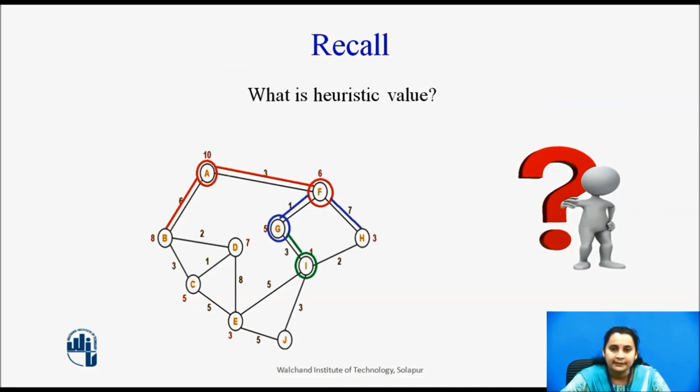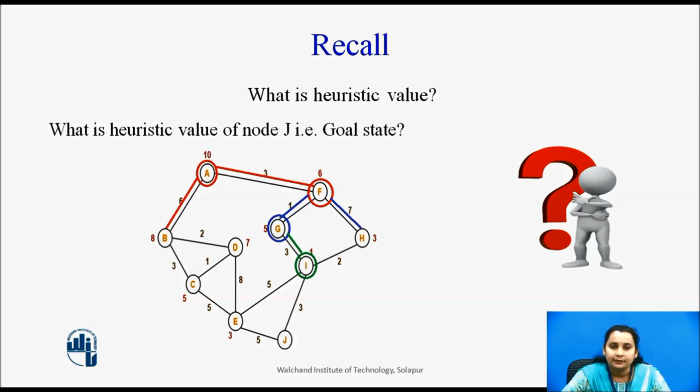So what is my question here? What is the heuristic value? We know that the heuristic value is the straight line distance from any particular node to the goal state. Further, what is the heuristic value of J? We know that J is the goal state. So the distance from that node to the goal state, the heuristic value of J, is 0, because from the same node to the same node, from J to J, the distance is 0.